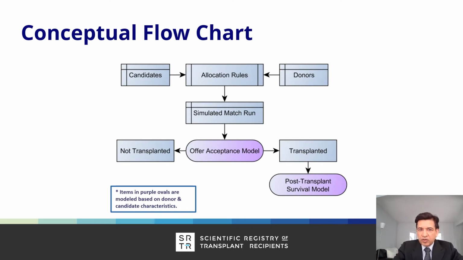Here is a conceptual flow model of the data in the KP-SAM. The KP-SAM software takes into account real candidates and donors from a single year and simulates allocation by applying new rules that the committee would like to explore. The software then outputs information on the number of candidates that are transplanted, those that died waiting, and also it looks at post-transplant survival. The KP-SAM uses models to estimate things like organ acceptance and post-transplant survival using donor and candidate characteristics.